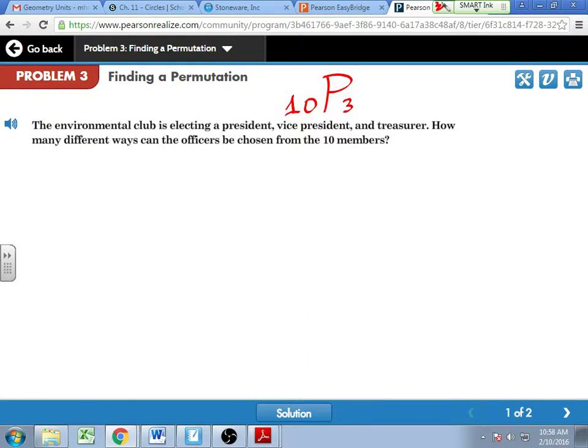If it said you're choosing 3 people to just be the execs, then it doesn't matter who's in which position, there's no positioning, there's just 3 people.